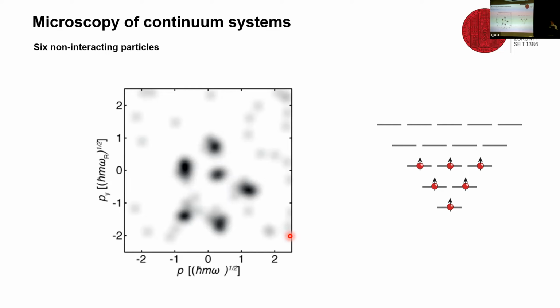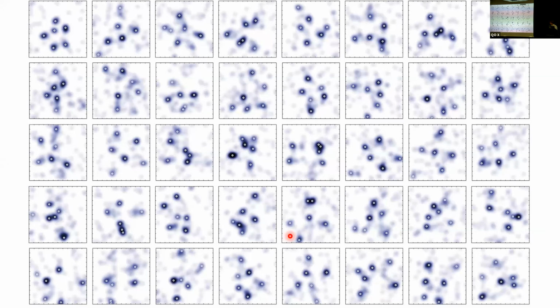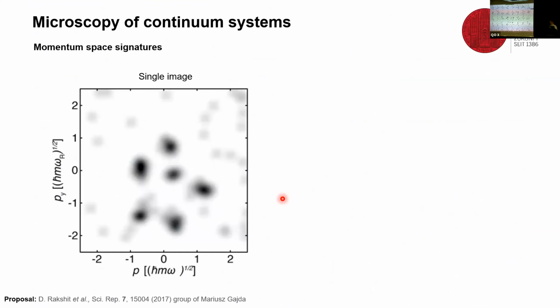How can we analyze this data? It looks like maybe it has a little bit of structure. If you look at many shots, it looks like this. In some of the shots, you might think, I can see structure. In others, I can't. But there was this ingenious idea of how you can actually reveal correlations out of this.